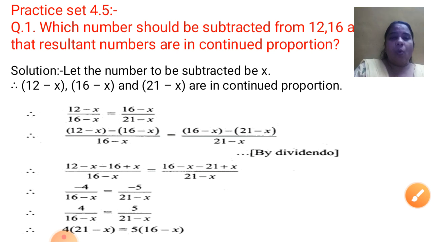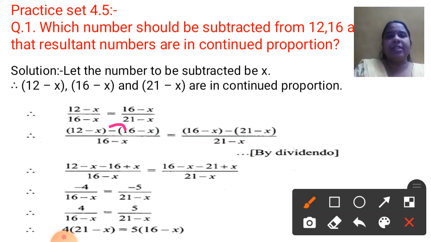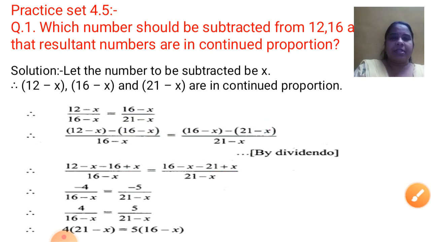Next step, we will open the brackets. This will become minus 16 and this will become plus x. And this will become minus 21 and this will become plus x. The denominators will be as they are, 16 minus x here and 21 minus x on the other side.